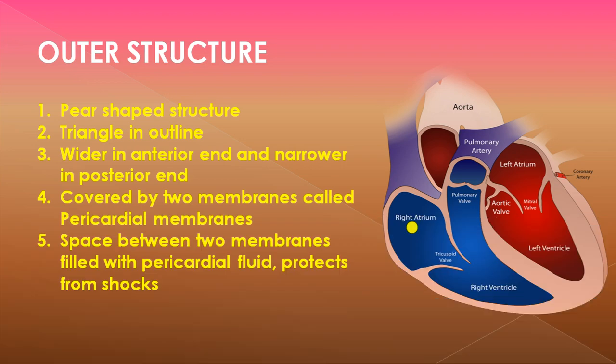So first of all, we'll know about the outer structure of the heart. It's a human heart, and here, from outwards, what will be the structure of heart? Here we can see that it's a pear shaped structure, pear shape and triangle in outline. If we observe the outline, the structure of the heart is triangle in shape. Wider in anterior end and narrower in posterior end.